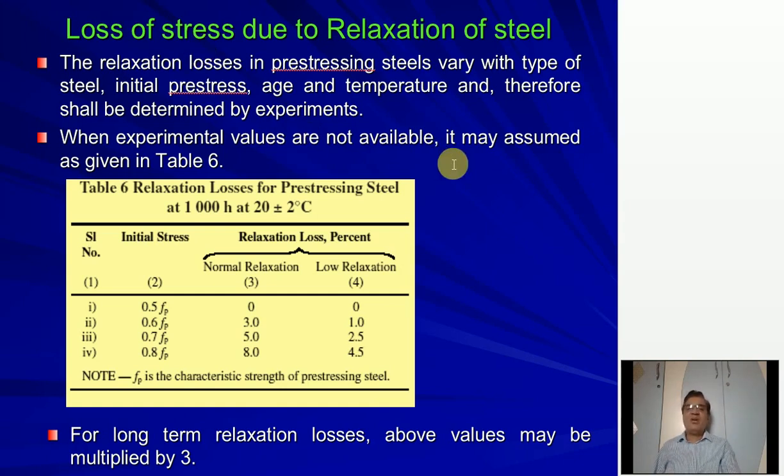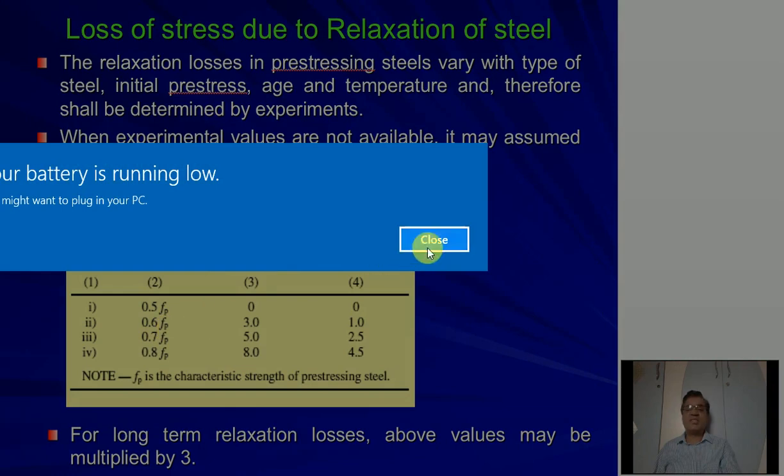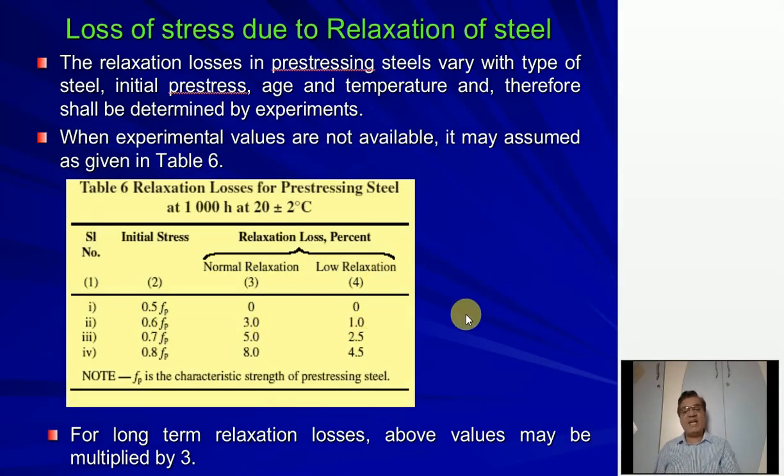Now normal relaxation of steel is considered in percentage, but in the IS code it is given based on experimental data, that is the relaxation loss of prestressing steel at 1000 hours at 20 degrees plus minus 2 degrees Celsius. That value depends on the initial stress. If the initial stress is 50% of Fp, the characteristic strength of prestressing steel, then normal relaxation is 0 and low relaxation is also 0. But if you increase the initial stress in the wires, then slowly the relaxation increases. Like if 60% is the initial stress, then obviously 3%, 1% like this, the losses occur.